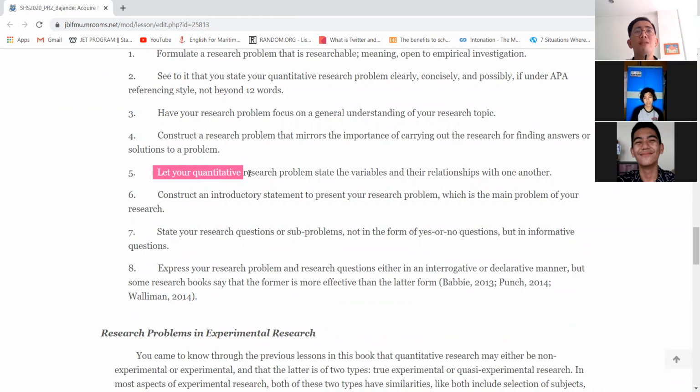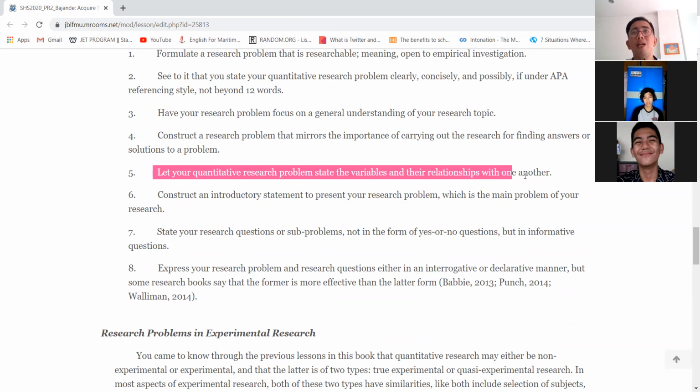Okay? Number 5, let your quantitative research problem state the variables in the relationships with one another. So there are variables, as what I've said, there should be an independent variable and a dependent variable. Your independent variable would cause a change for your dependent variable. Okay? So dependent variable would depend on the independent variable. Okay? Later on, we will discuss the independent. In the video I gave to the class, I already discussed the independent and dependent variable. So please make sure to watch it.